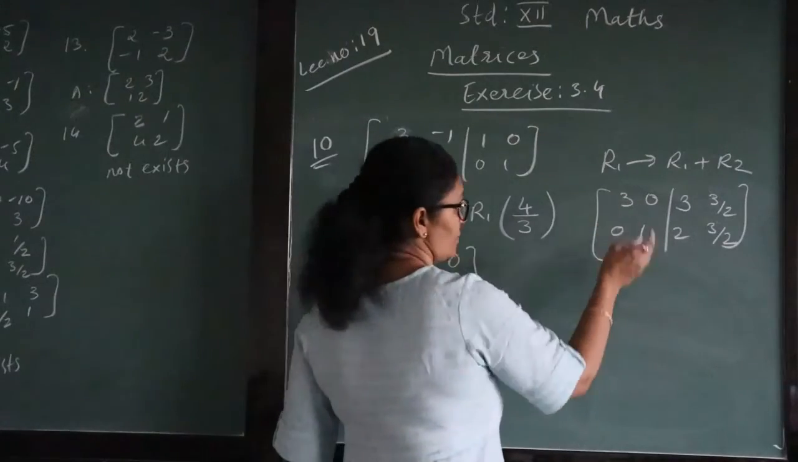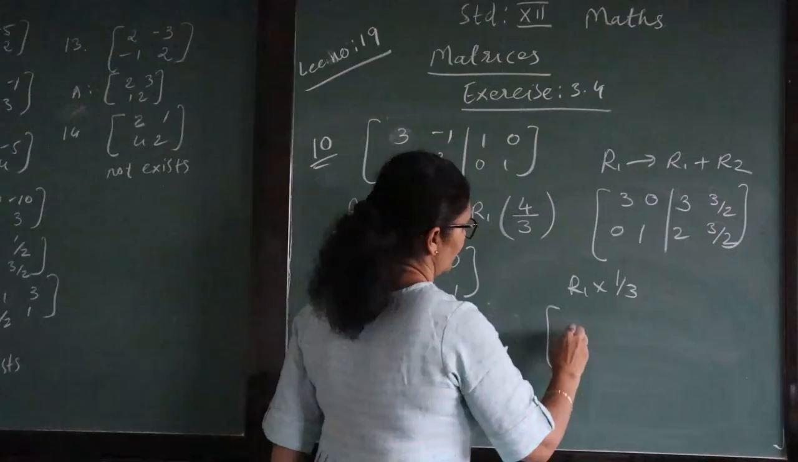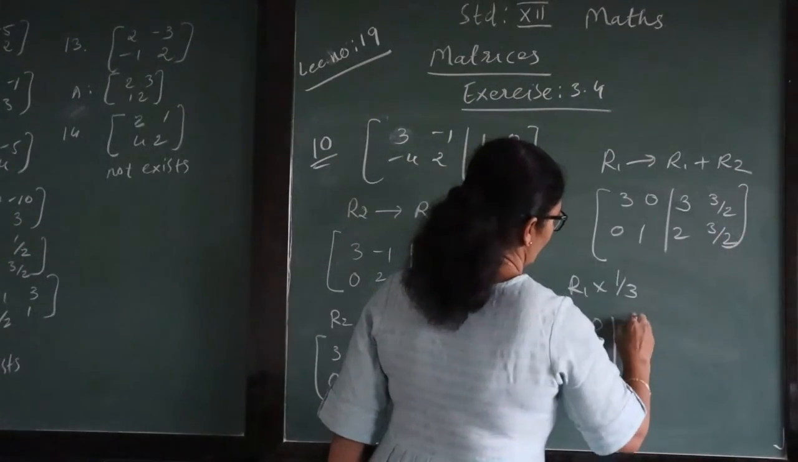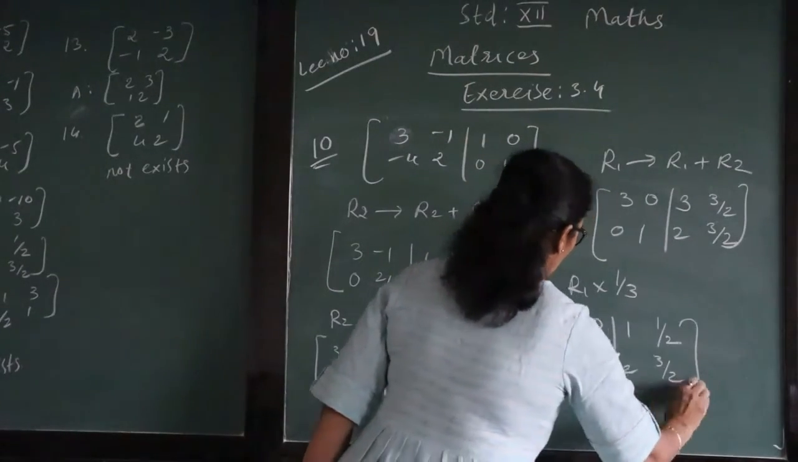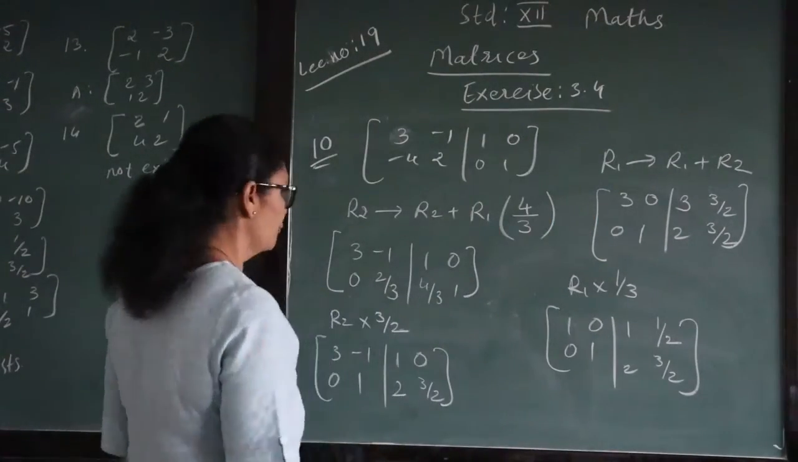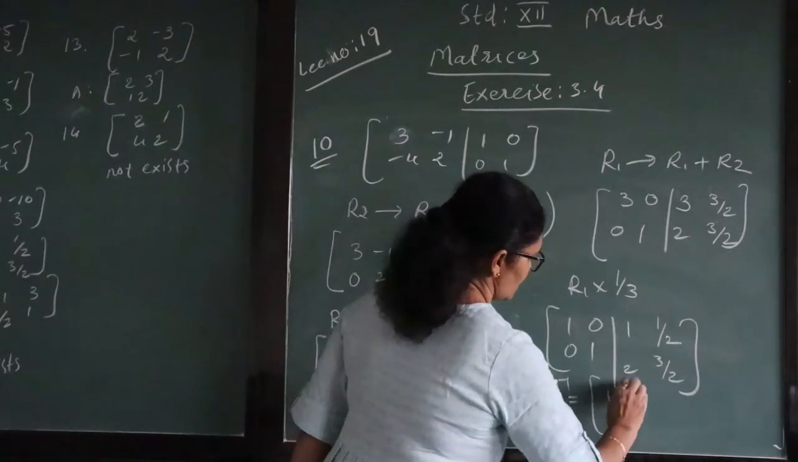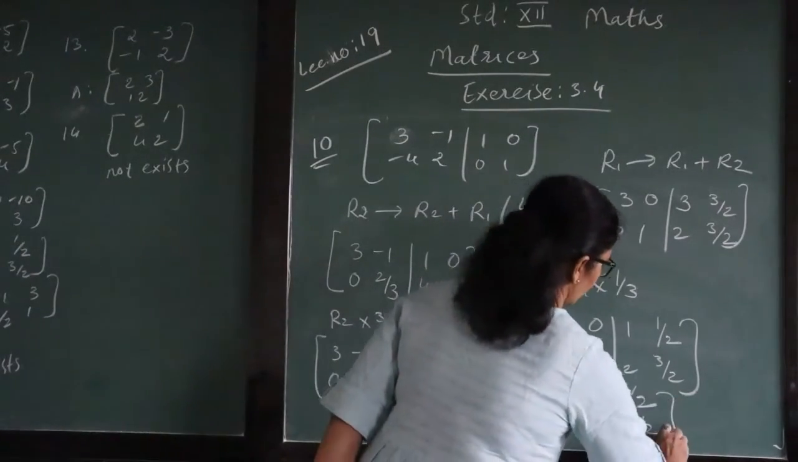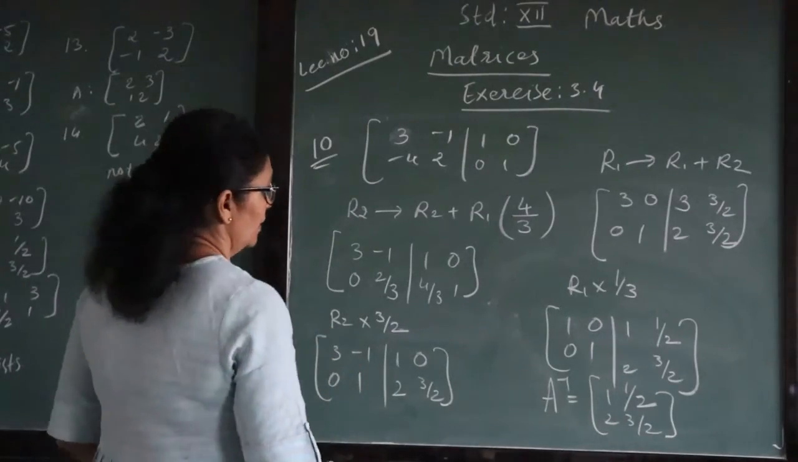Okay, we don't want this 3 also. So first will be multiply with 1 by 3. And what you get when you divide it by 3? This is 1, this is half, 2 and 3 by 2. Now what you get? 1, half, 2 and 3 by 2. That will be your inverse. What is? The first row 1 and half and second 2 and 3 by 2. This is your inverse of A.